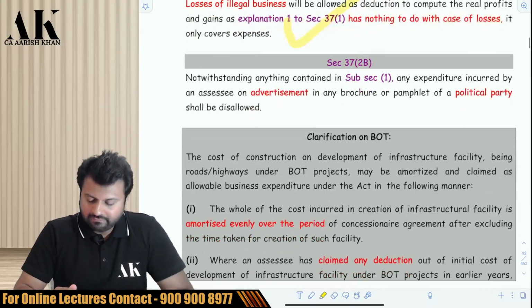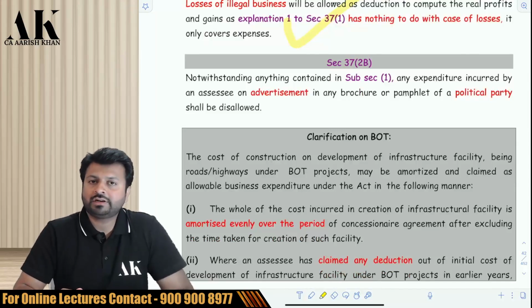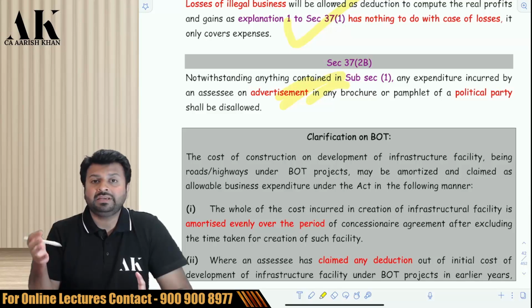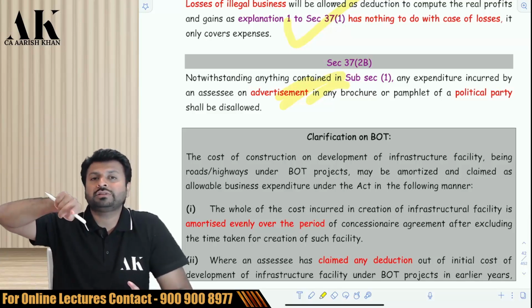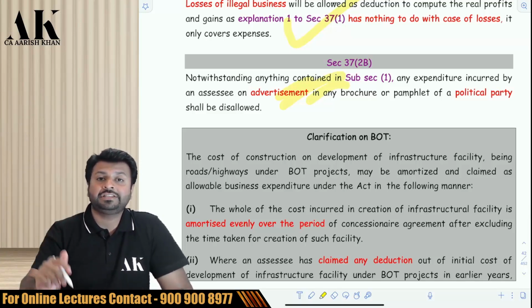Next is whether the expenditure of advertisement is allowed as deduction. Answer is yes. But if you make the expenditure of advertisement in a brochure of a political party, then it is not allowed under PGBP. But it is allowed as deduction. You can show that as a donation, and you can take deduction under 80GGB and 80GGC.